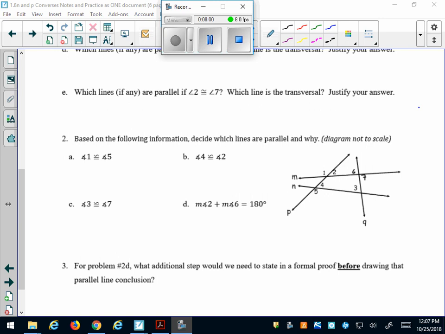No, because that's the whole idea. This diagram is not drawn accurately so that you don't get any hints. You've got to just go by what the actual information given says. Yeah, Peter. Yes, M would be parallel to N. Good. What about 4 and 2?